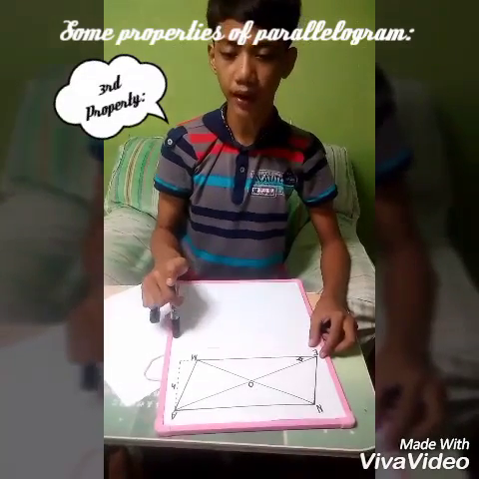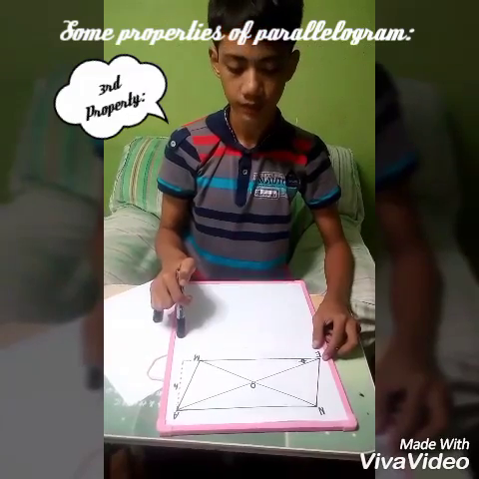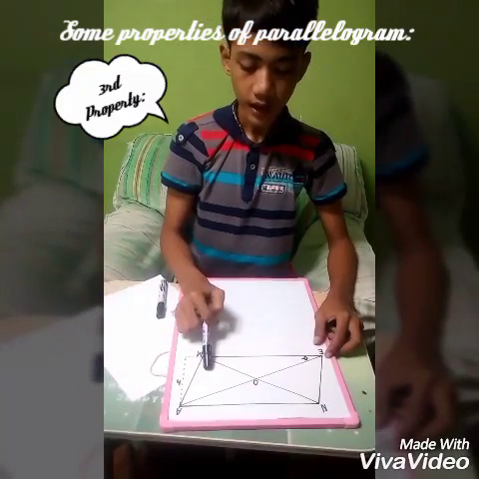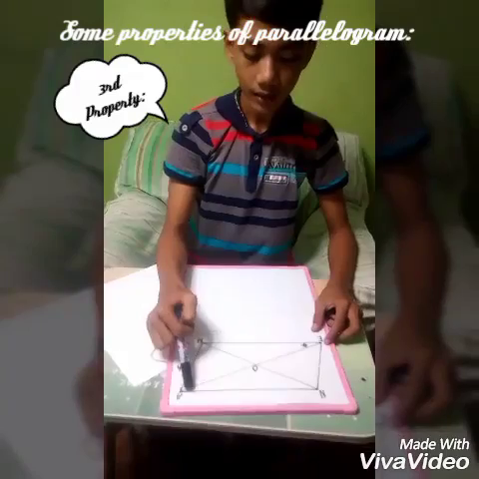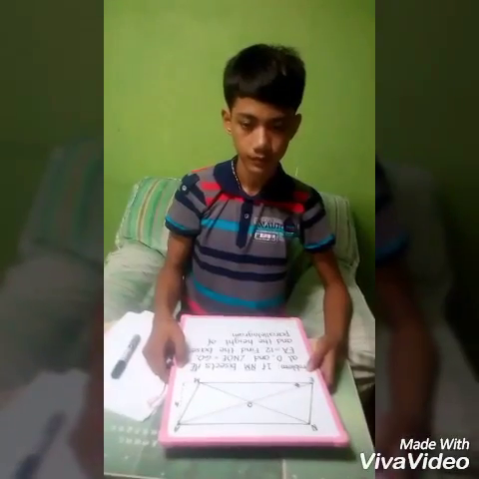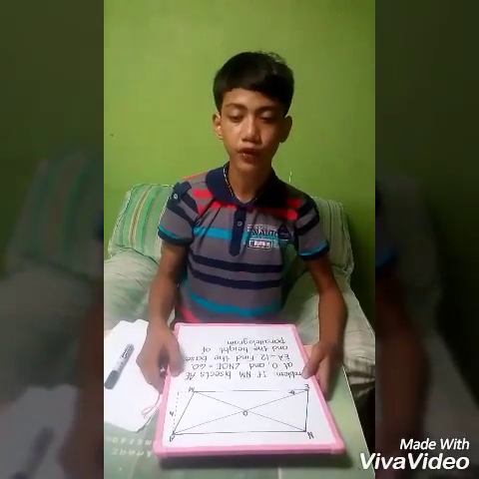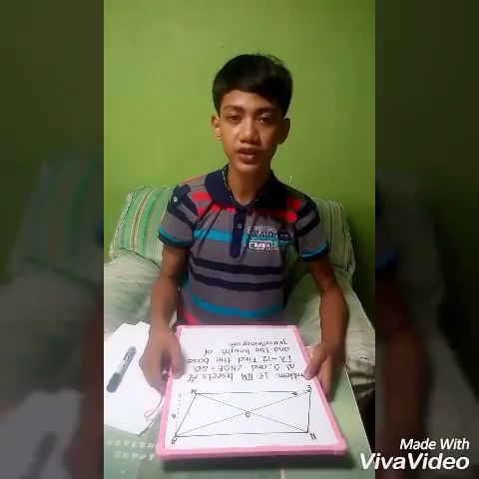The third property of parallelogram is that diagonals bisect each other. In this figure, line segment EA bisects line segment NM. Now, let us proceed in solving some problems involving parallelogram for you to understand.